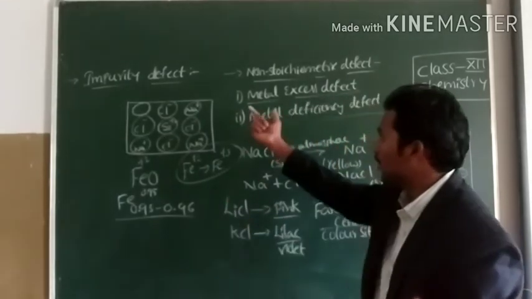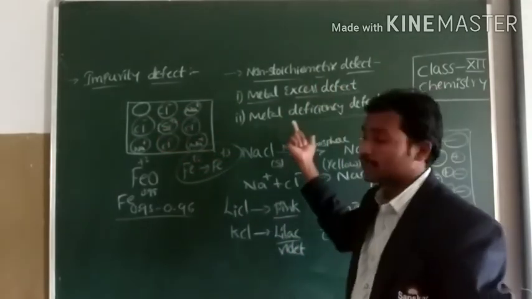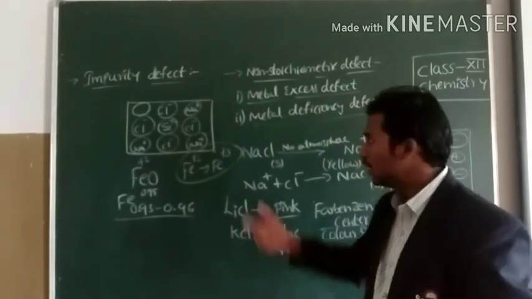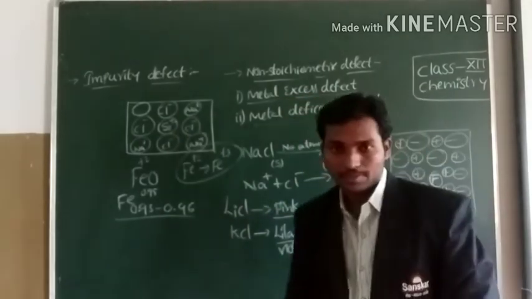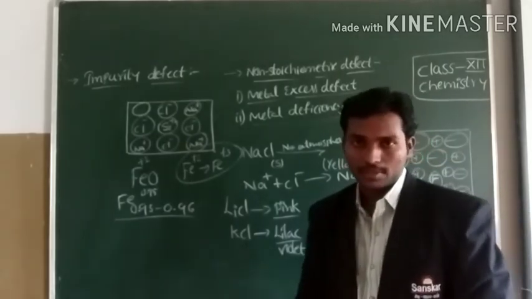These are impurity defects and next non-stoichiometric defects. These are again of two types: metal excess defect and metal deficiency defect. So this is about point defects.